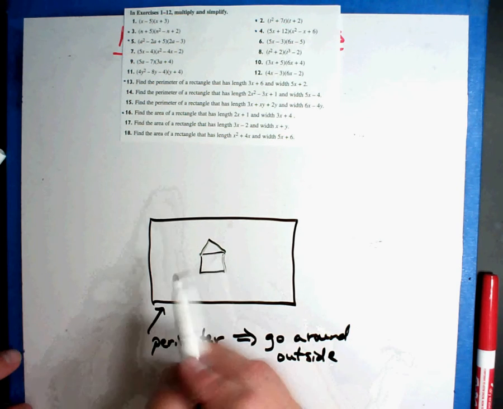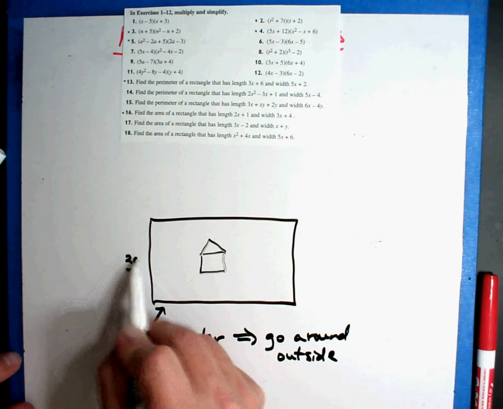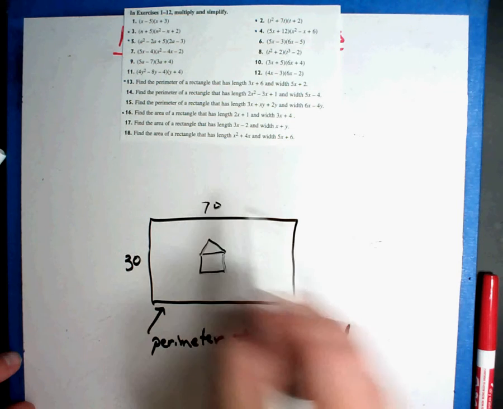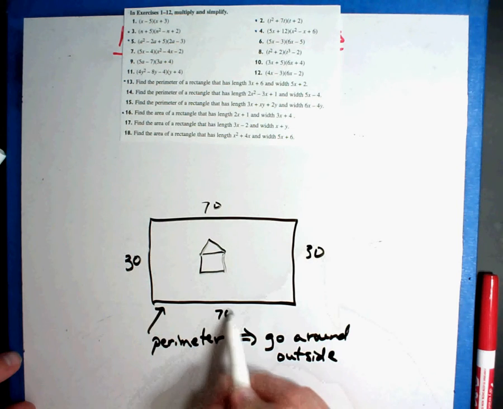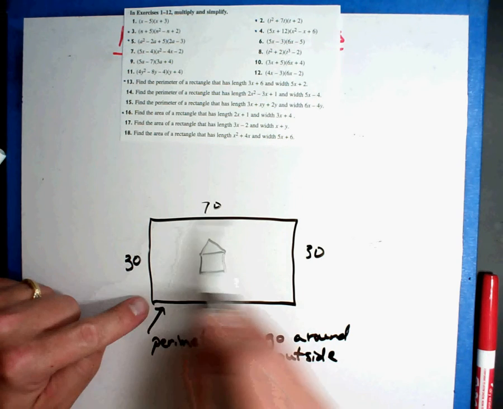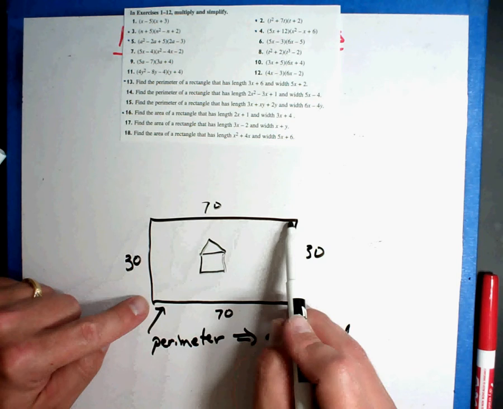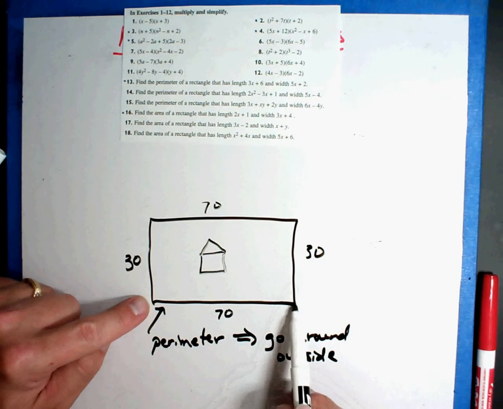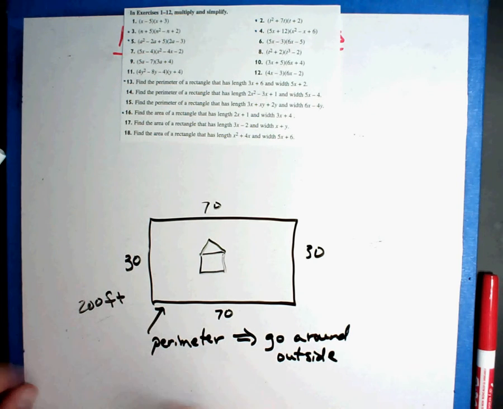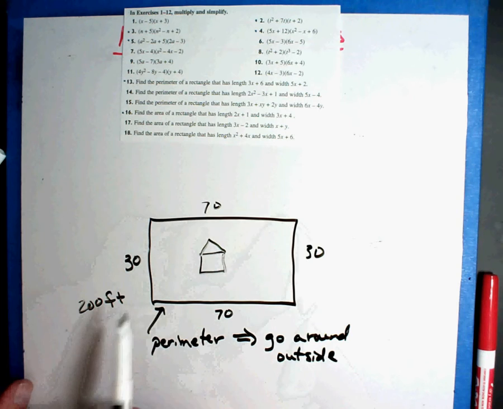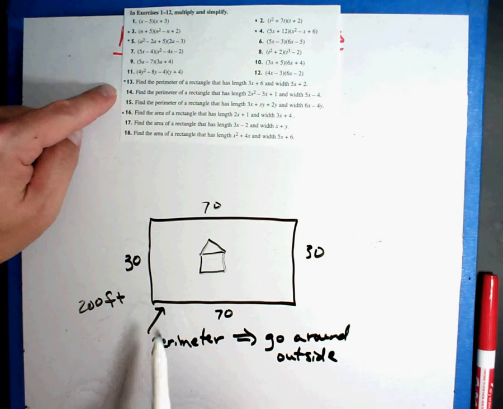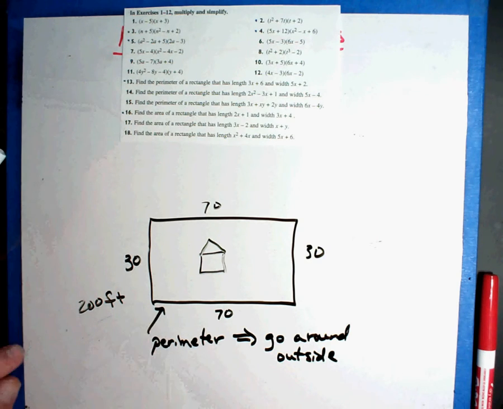So let's just play a game here for a second. Let's say this is 30 feet, and this is 70 feet, and this is 30 feet, and this is 70 feet. So it's an exact rectangle. How much would I need? Well, if I start right here and I walk all the way around, that is 30 and 70, that's 100. That's 130, and 70 is 200. I would have to get 200 feet of fence to make it all the way around. So when it talks about in number 13 up here, about find the perimeter, you're going to be adding things together. Area is a little bit different.